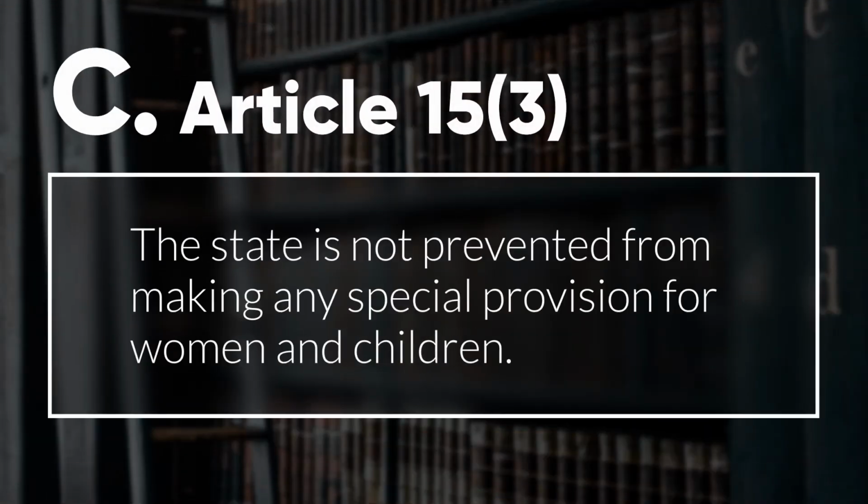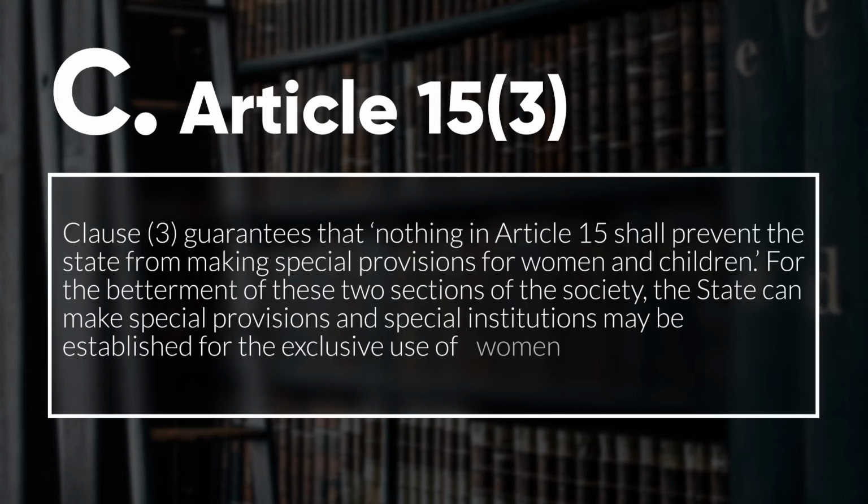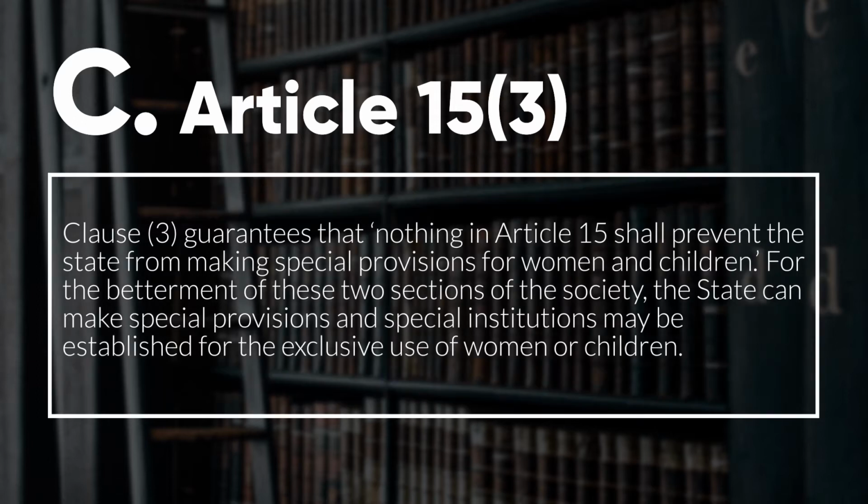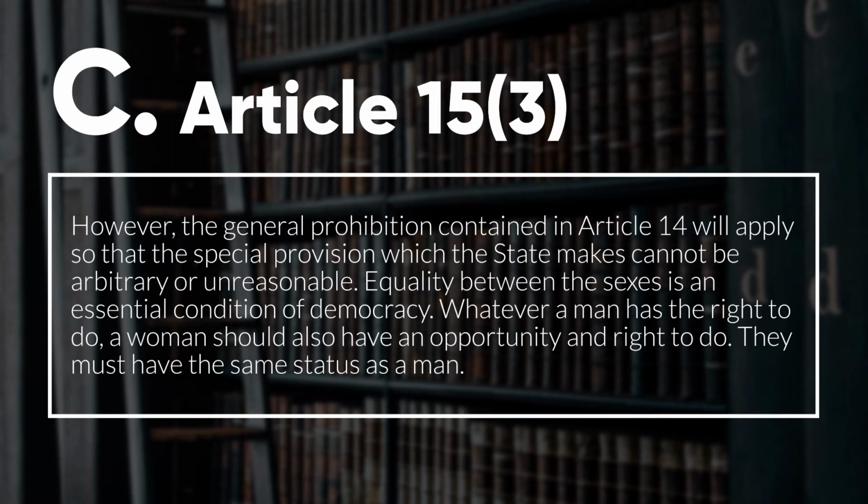Article 15(3). The state is not prevented from making any special provisions for women and children. Clause 3 guarantees that nothing in Article 15 shall prevent the state from making special provisions for women and children. For the betterment of these two sections of the society, the state can make special provisions and special institutions may be established for the exclusive use of women and children. However, the general prohibition contained in Article 14 will apply, so the special provision which the state makes cannot be arbitrary or unreasonable.